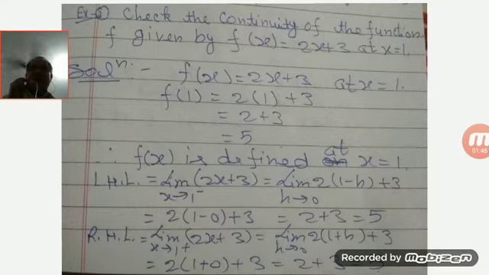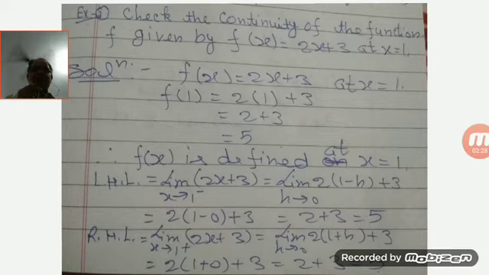We have seen that given function f of x is equal to 2x plus 3 is defined at x equal to 1. Now we have to calculate left hand limit at x equal to 1. For this, we can write in this way: left hand limit is equal to limit of 2x plus 3, x tends to 1 minus, is equal to limit h tends to 0, and we can replace x in the given function by 1 minus h, and after that we can calculate. So in this way we have to find the value of left hand limit as 5.